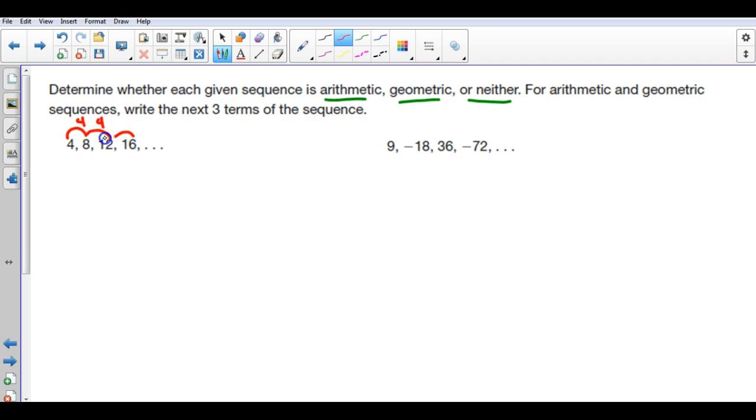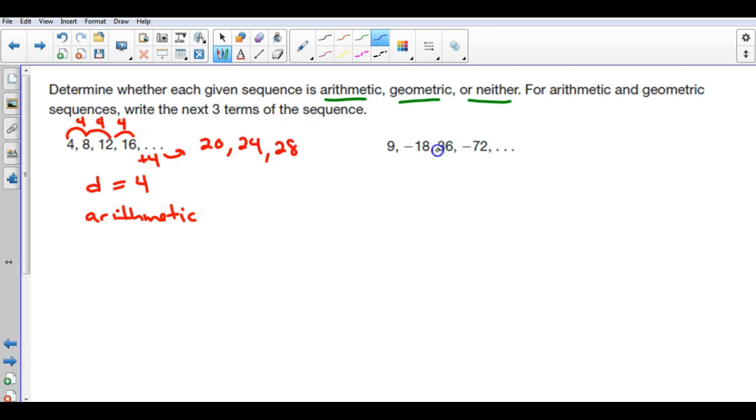If you take 16 minus 12, you also get 4. So since I'm doing subtraction there, and my numbers are increasing going to the right, it means that we are adding a common difference of 4. So that means that the sequence is arithmetic. And then it wants us to find the next 3 terms of the sequence. So if I want to keep moving to the right on this, I'm going to have to keep adding 4 every time. So my next term would be 20, and then 24, and then 28.